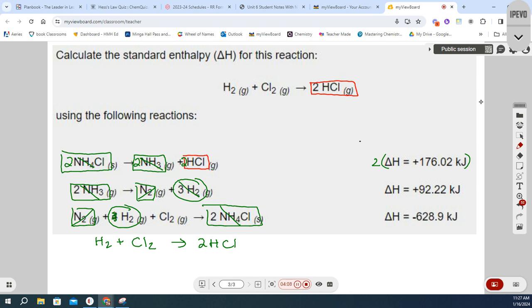So all I have to do is double this one, which is 176.02 times 2. So this would be 352.04. Then all I have to do is add those together. So that's that, plus the 92.22, subtract the 628.9, and I get -184.64 kilojoules.